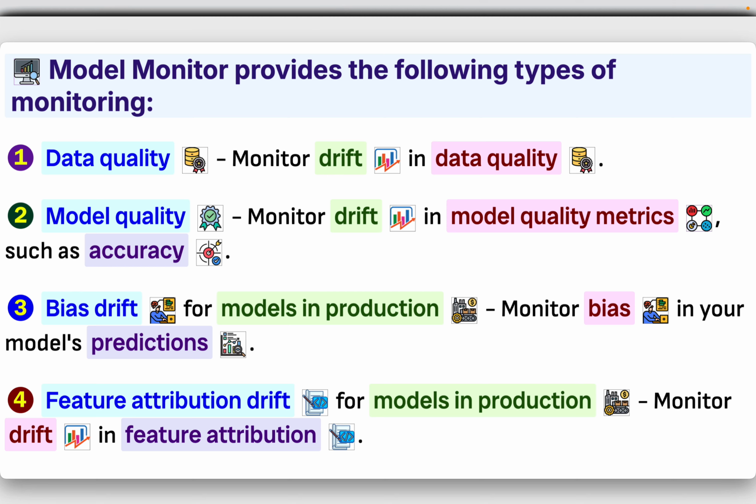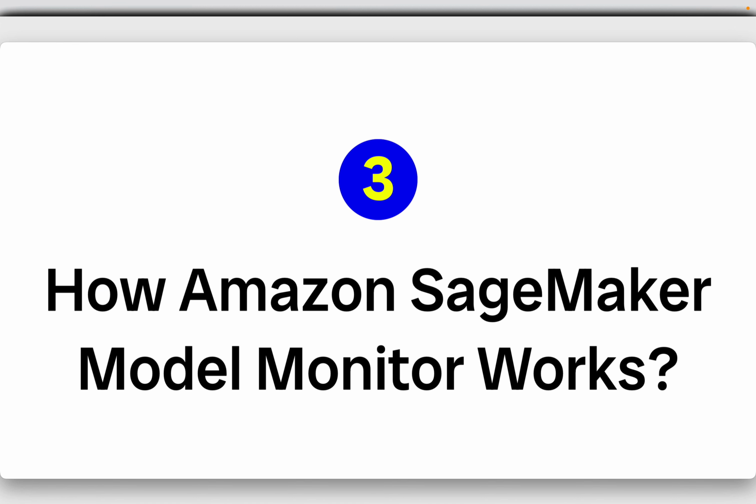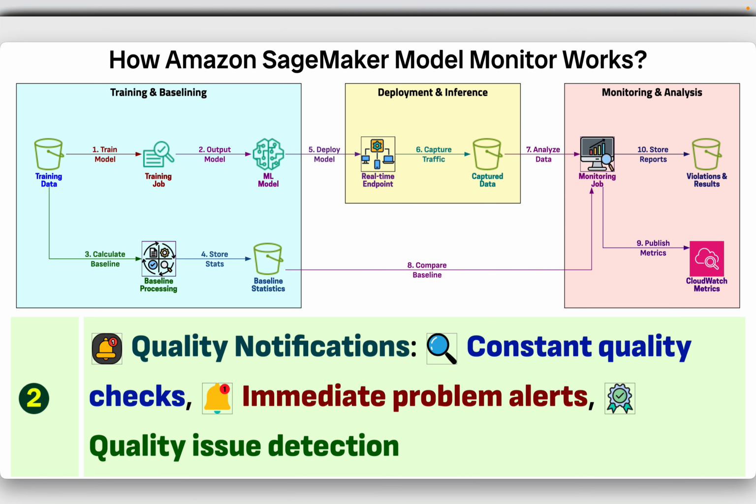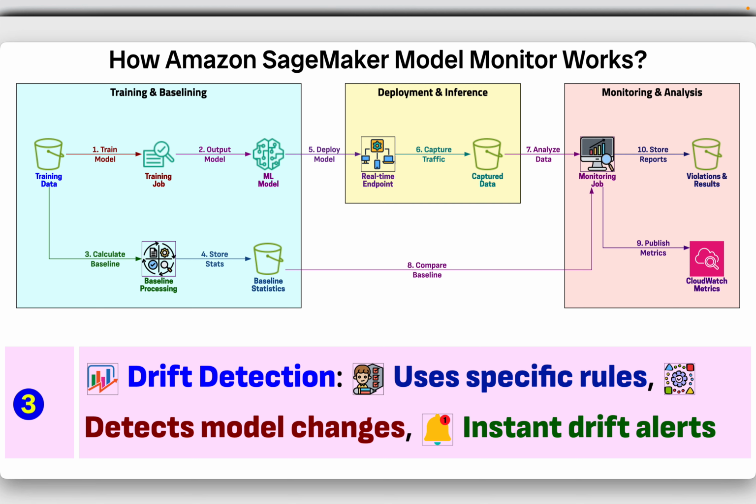And fourth one is feature attribution drift. For models in production, you can monitor drift in feature attribution. How Amazon SageMaker Model Monitor works. Amazon SageMaker Model Monitor automatically keeps an eye on your machine learning models while they are being used in the real world. The system constantly checks for problems and notifies you immediately when any quality issues happen.